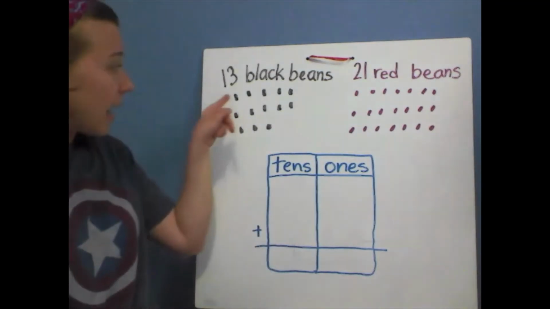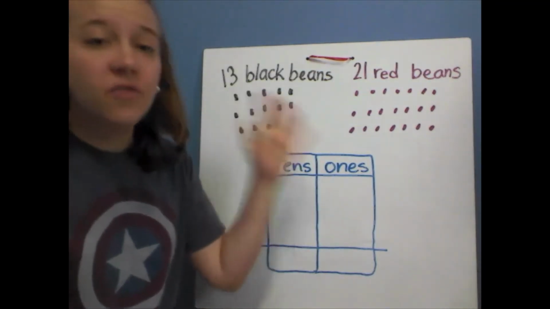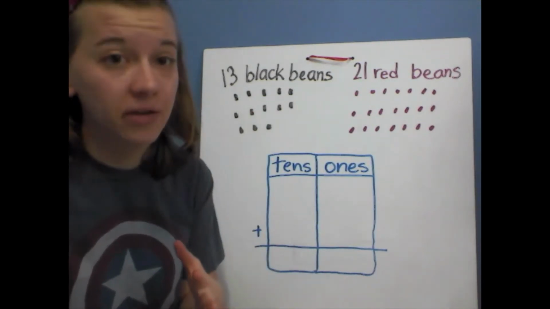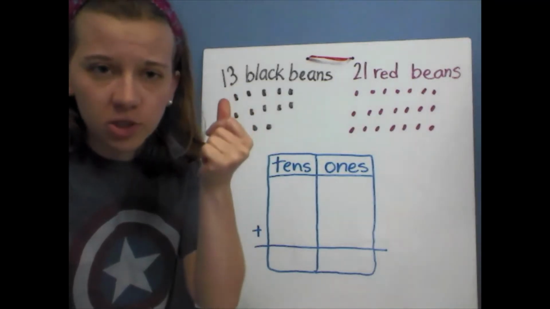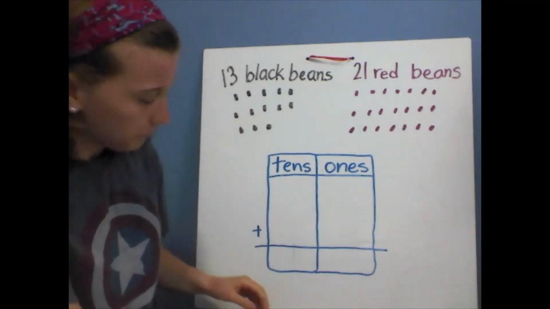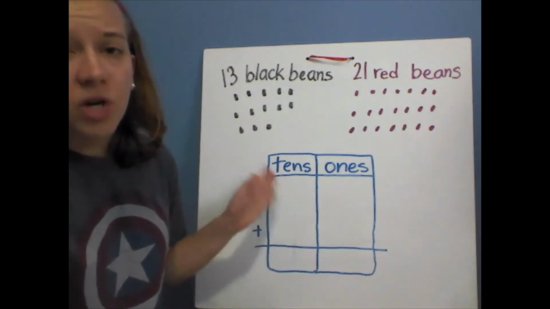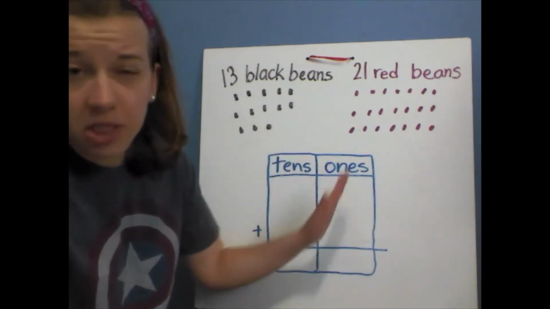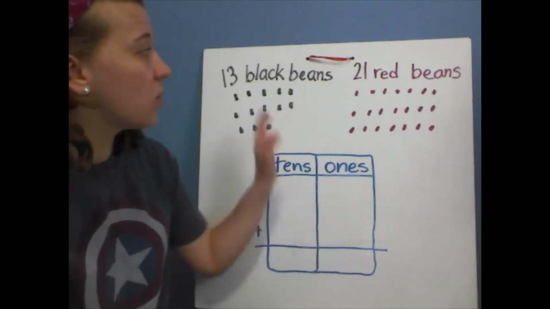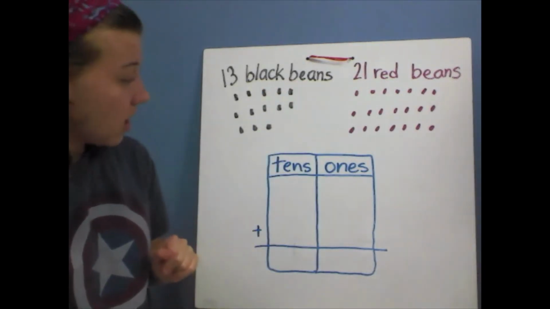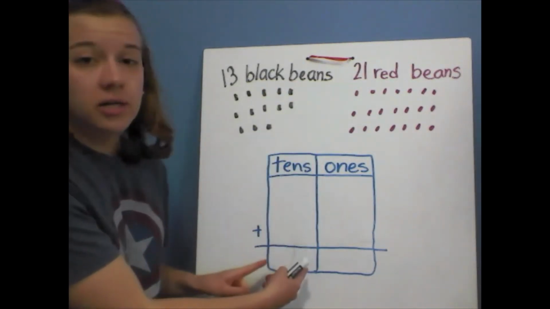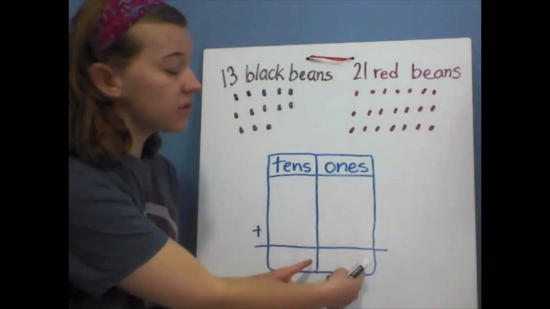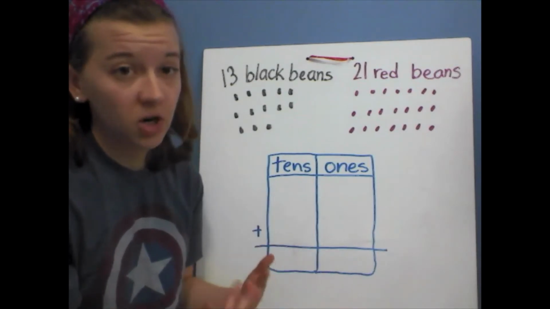So instead of counting every single bean to figure out how much we have in all, I think we should learn how to add them together because that will be so much faster. Okay? So, we're going to use something called a tens and ones addition chart, that's going to help us with adding these two numbers together. On one side of the chart, the numbers that are in the tens place are going to go there, and then on the other side, the numbers that are in the ones place are going to go there.